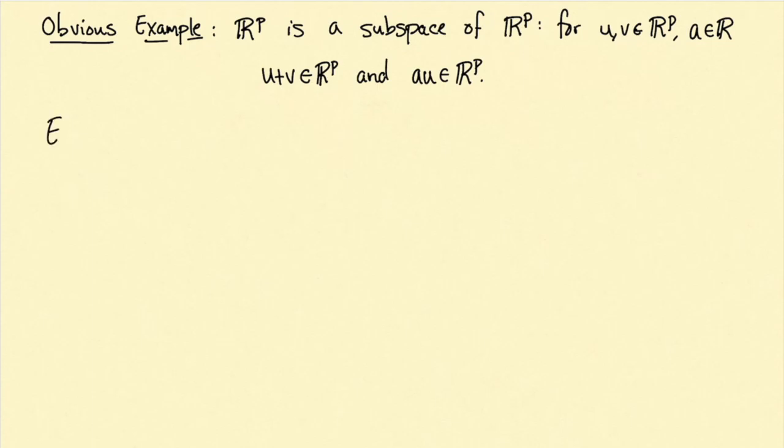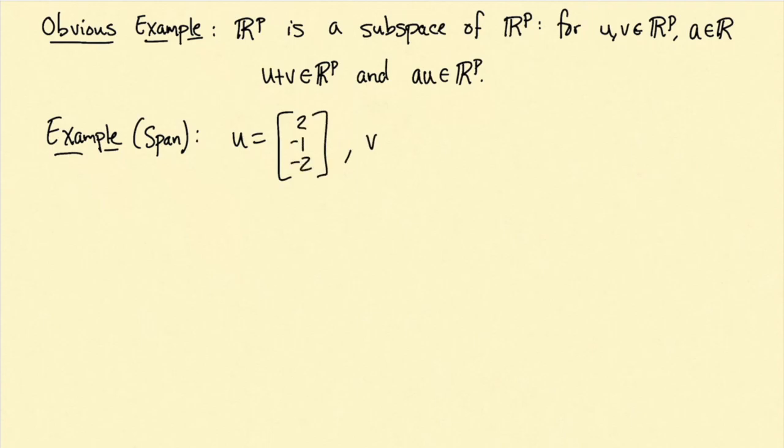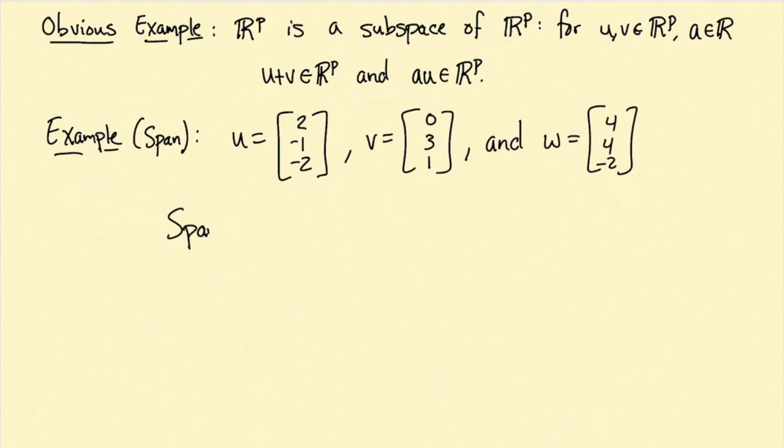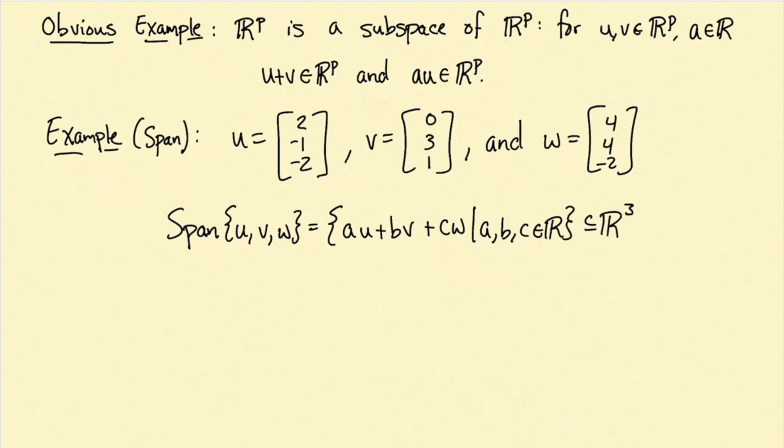The next type of subspace that we can form is the span of a set of vectors. This is the most natural type of subspace that we can construct. So let's consider the following three vectors. U has coordinates 2, -1, and -2. V has coordinates 0, 3, 1. And W has coordinates 4, 4, and -2. These are three-dimensional vectors, so of course their span forms a subset of R3.